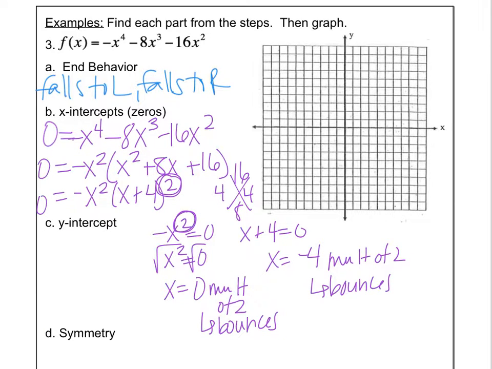What is my y-intercept here? Negative 0 x to the 4th minus 8 times 0 cubed minus 16 times 0 squared. What is it? It's just 0.